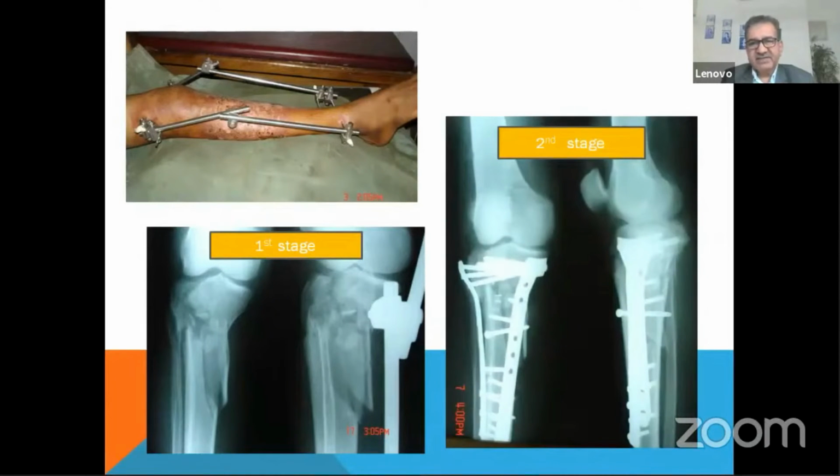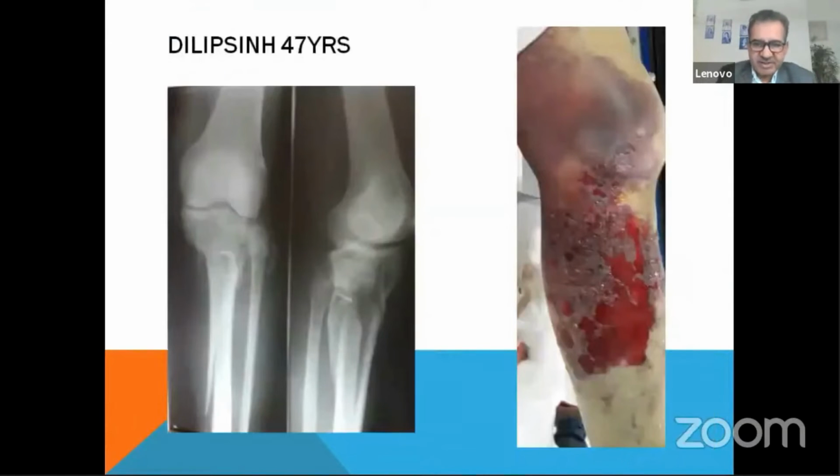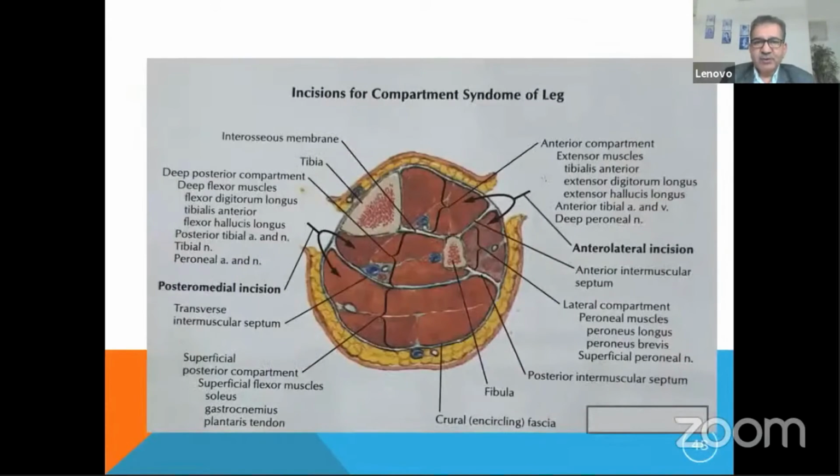And then there's the second stage fixation, which was done after 14 days. And you can see the healed blisters, and at 1 year follow-up, everything has healed well, no skin problems. So this patient, there is extensive contusion of the skin, a lot of blisters, and this patient would require a fasciotomy because the compartment was an impending compartment, not established, but we would do a prophylactic release of the lateral side. So you should know the compartments. These are the 4 compartments: anterior, lateral, then the deep posterior and superficial posterior, and you require 2 incisions, the anterolateral and the posteromedial.